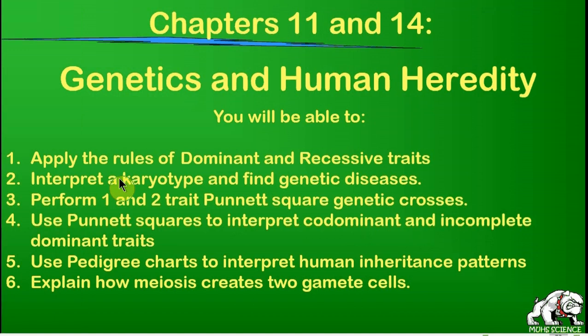You're going to perform 1- and 2-trait Punnett square genetic crosses. You've done what are called monohybrid crosses with 1 trait, and we're going to be doing something with 2 traits, which is called dihybrid crosses. Di meaning 2, so we have 2 different traits we're looking at. The 2 traits will be new to you. We'll be using Punnett squares to interpret codominant and incomplete dominant traits. And at the end, we'll be using pedigree charts to interpret human inheritance patterns. And finally, explaining a process called meiosis, which is similar to mitosis, that creates 2 gamete cells.